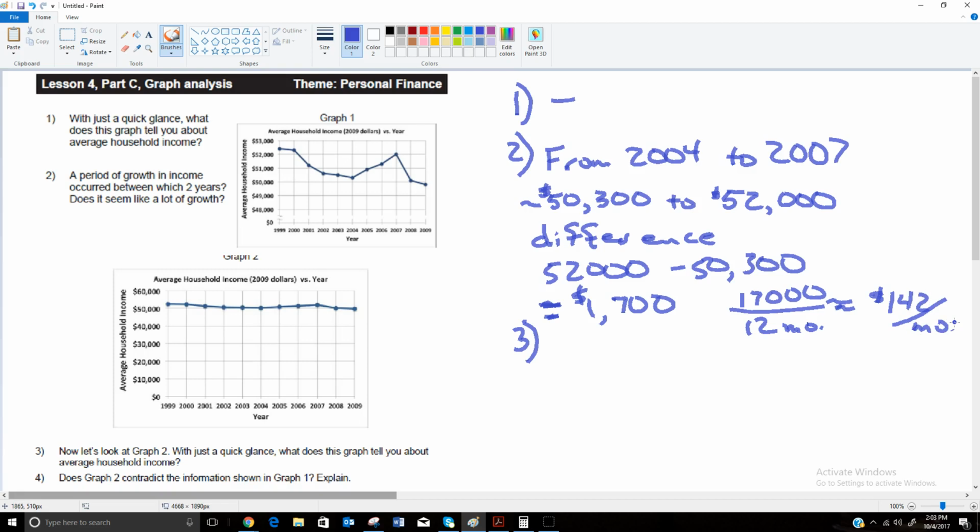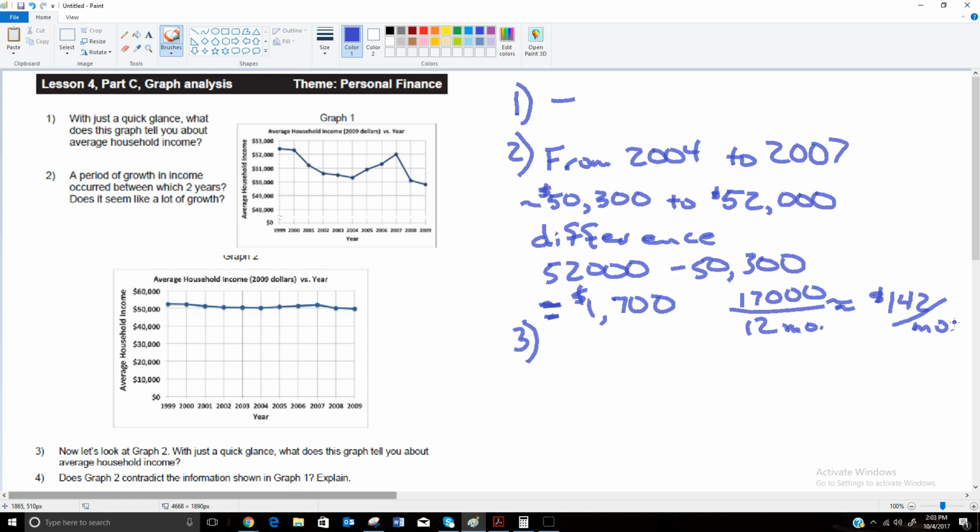And of course, everybody would like to have an extra $142 a month, but in your budget as a whole, how much difference is that going to make? And again, that depends on what your income is. If you have a high income, $142 might not make much difference. If you have a lower income, $142 can make a huge difference.